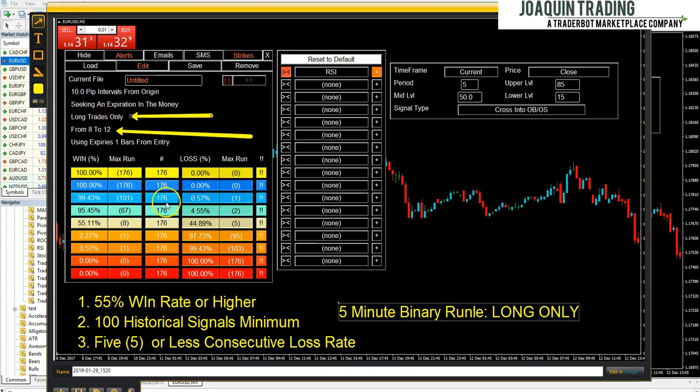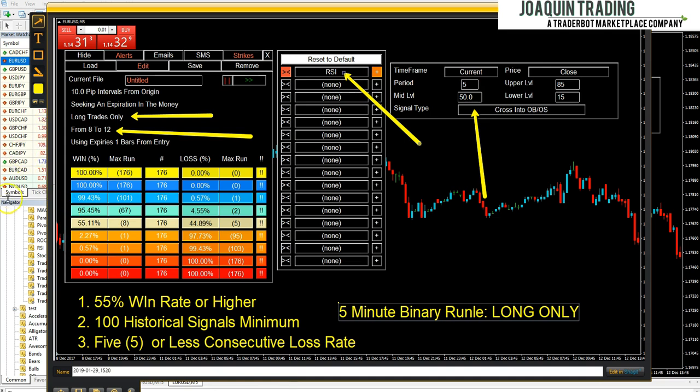I know it's expiry, whatever. It's 55%. Oh, by the way, this 10 pip intervals, don't even worry about that. We're not talking about in the monies right now. You're not going to get 10 pips away on a 5-minute binary. I got that, and I got that.